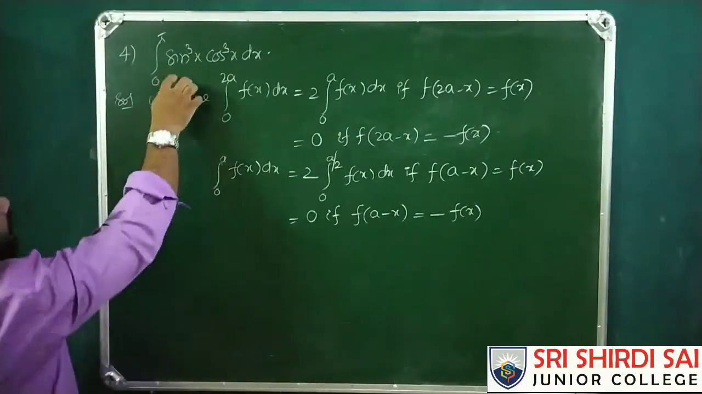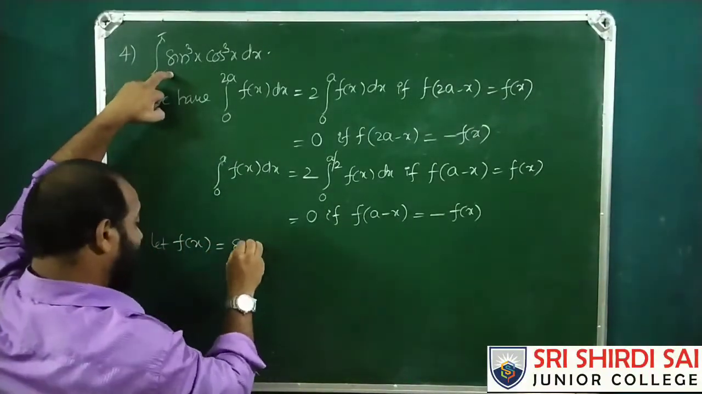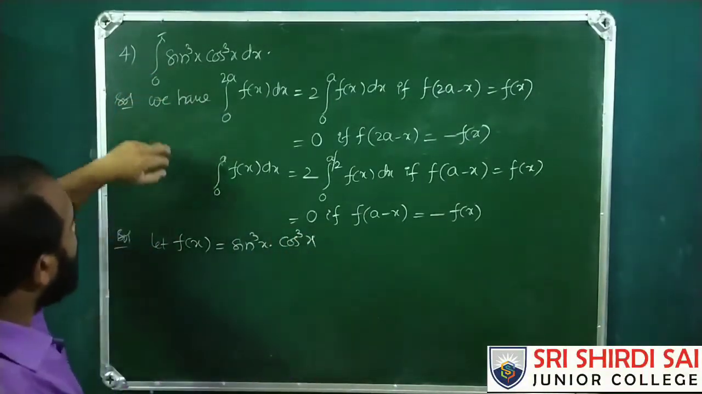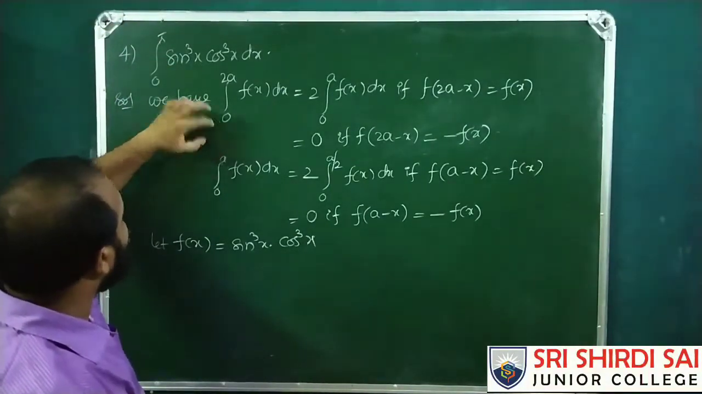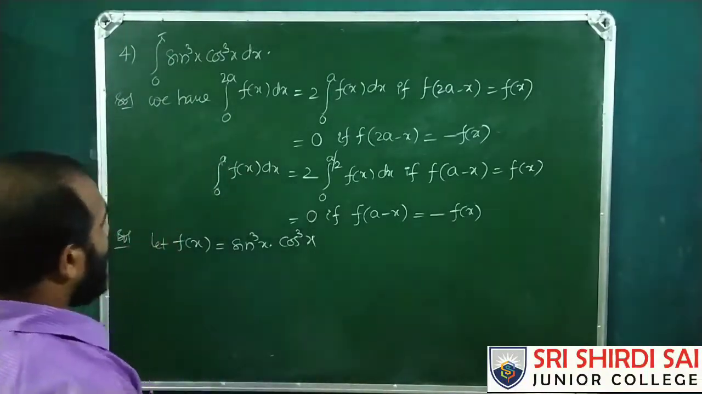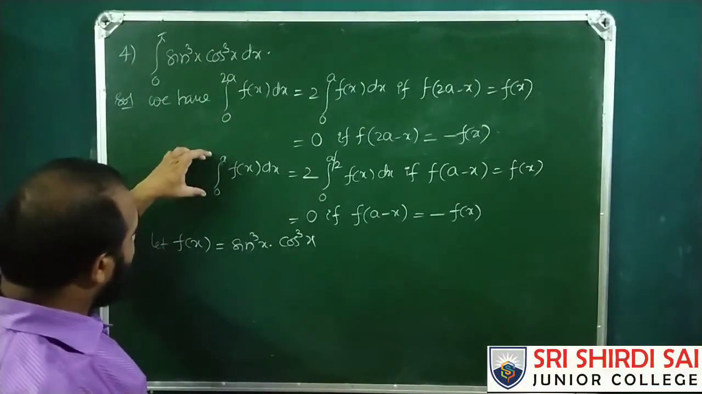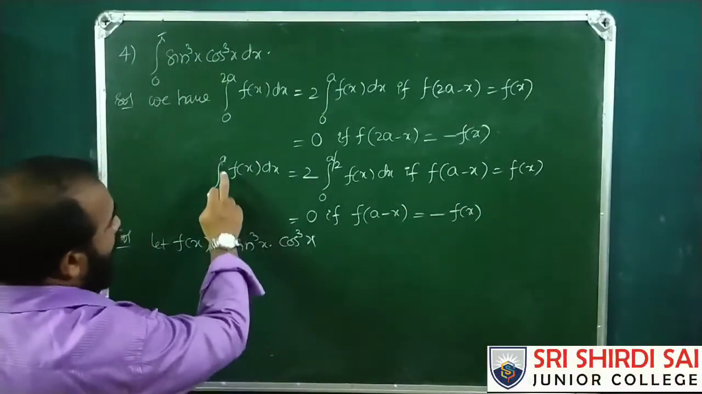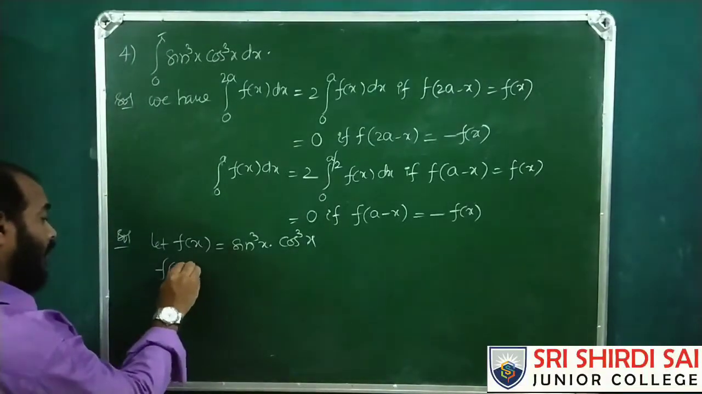solution, let f of x be equal to the given function sin cube x into cos cube x. For 0 to pi, in the place of a we have pi, therefore this can be compared with this property. So to apply this property, what do we need to check? f of a minus x, upper limit minus x. Here the upper limit is pi, so let us check pi minus x.